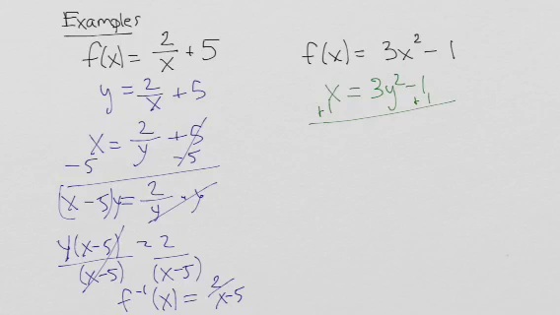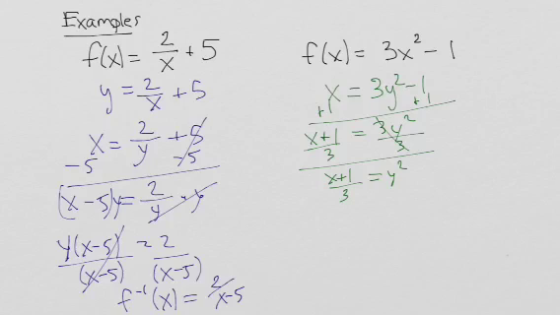I'll add 1 on both sides. On the left side I got x plus 1. On the right I got 3y squared. Now I'll divide both sides by 3. Leave it in fraction form.